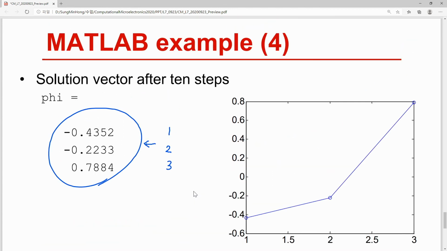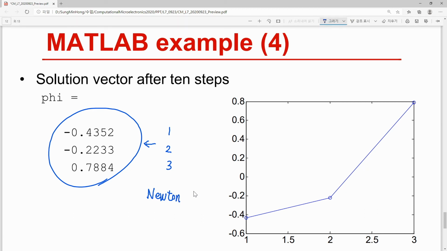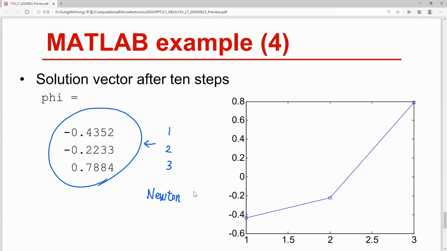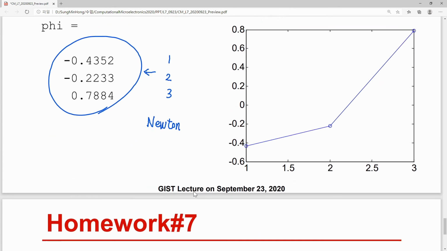Okay, up to now, I have discussed the Newton iteration or Newton method. First, I explained a single variable case. After that, I expanded it to the multi-variable cases. Although the notation becomes complicated, the principle or underlying idea is the same, so you can easily understand.